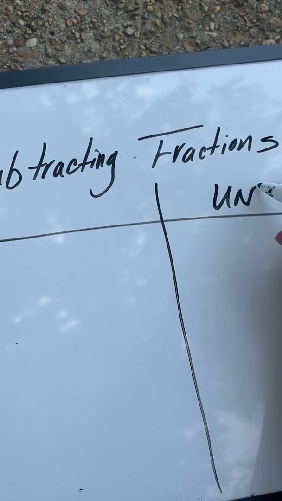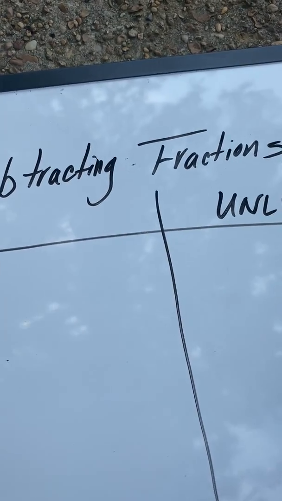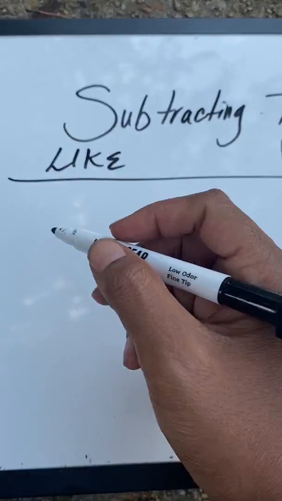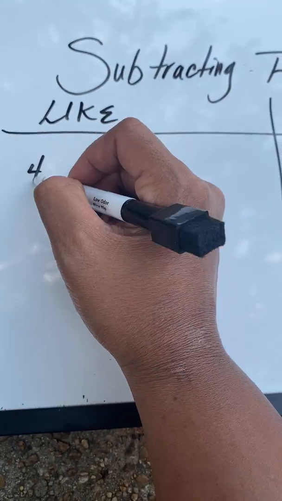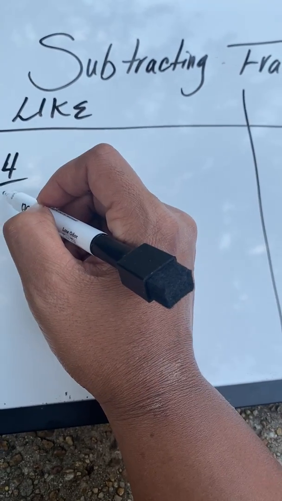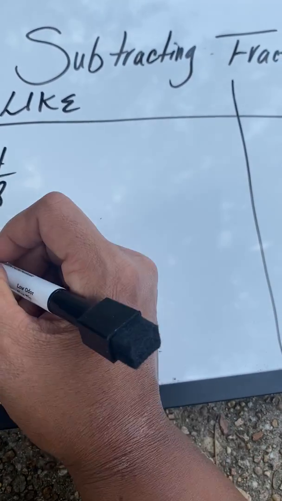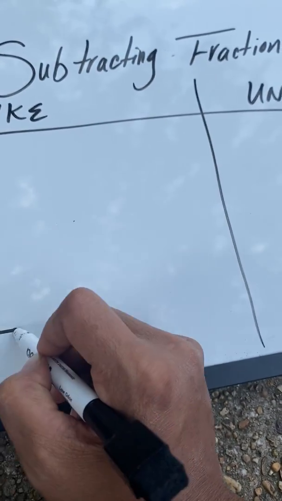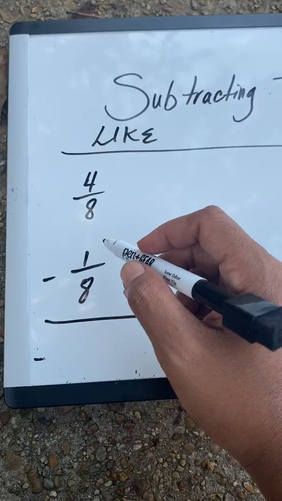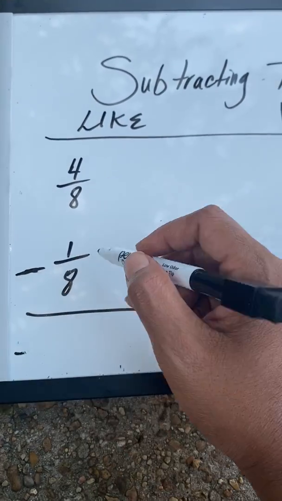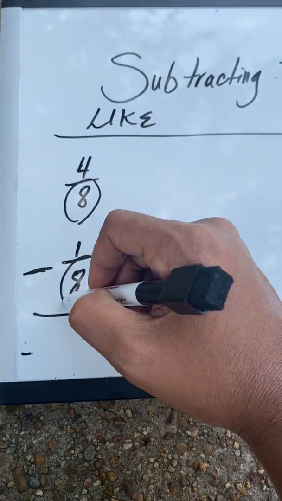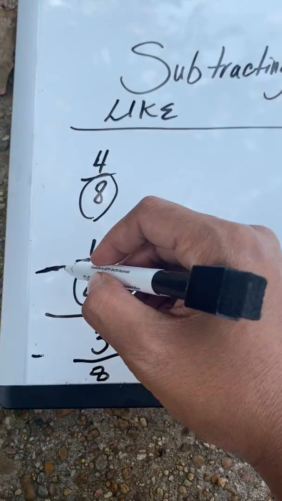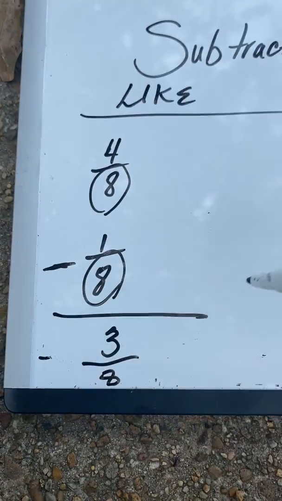Like and unlike. And what is this referencing? The numbers on the bottom, because those are our denominators, okay? So a subtraction problem. This is a subtraction problem. The only thing you have to do, since your denominators are already the same, keep them the same and solve. 4 minus 1 is 3. Keep them the same, bring your 8 down.